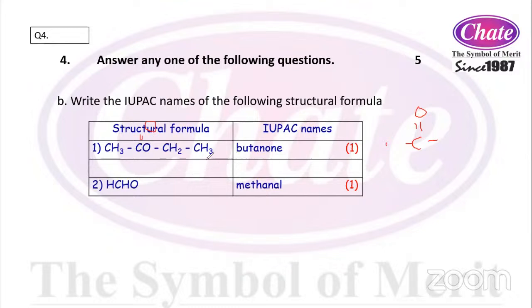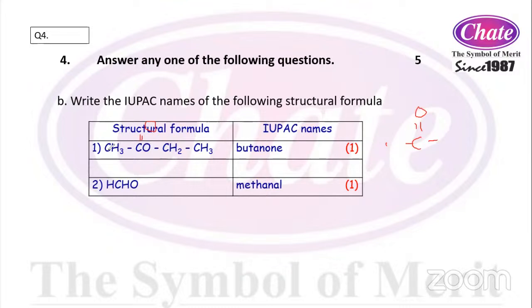Sometimes students wonder whether we should write the number, like second carbon, or not. If you check the ketone group, it will never be at the end of the carbon chain. It will always be within these two carbons.